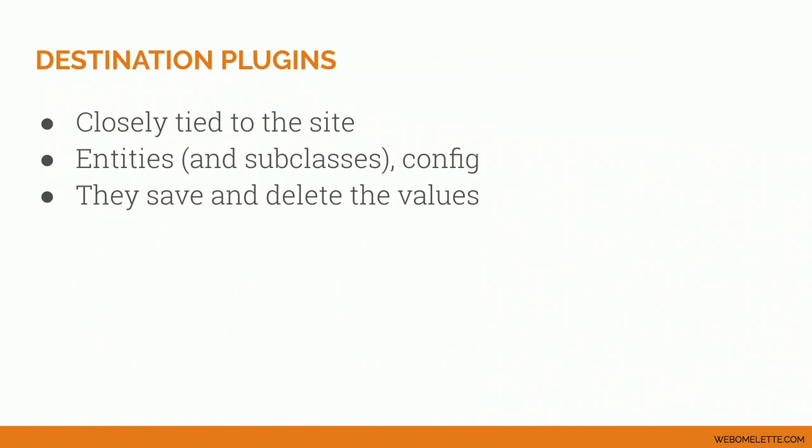The destination plugins, once the data has gone through the process plugins, are responsible for saving the data, right? They are closely tied to the application, so they know the specificities of how that should happen. In our case, we're talking mostly about content entities or config entities that we are migrating to, and they know how to save and delete when we roll back. You won't probably have to write your own. You use the core ones, and that's pretty much it. It just works.